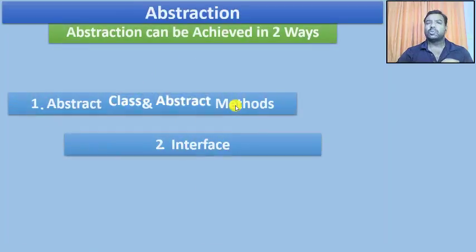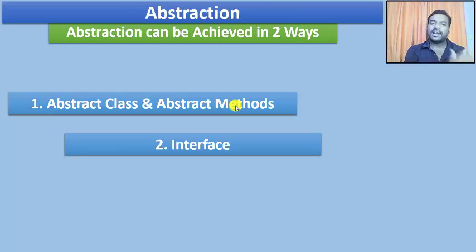And so now this is what an abstract class and the abstract method is going to be. Hence we can achieve abstraction in your Java program using the abstract class and using an abstract method.